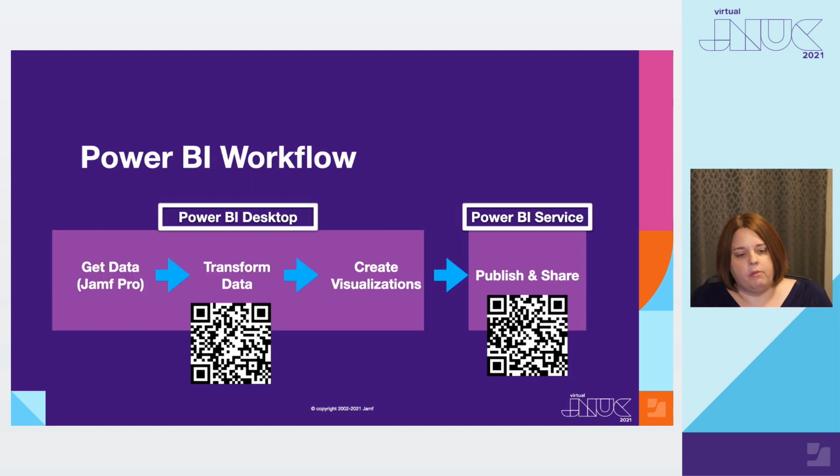So again, here's our little workflow about how this works. There's a Power BI desktop app, which is a Windows-only app, unfortunately. And this is where you're going to be doing most of your work. This is where you're going to be getting your data from Jamf. You're going to then transform that data into something useful, create some visualizations that are relevant to your environment. And then this is where you'll publish it and share it on the Power BI service to those that you want to have see these dashboards or apps or reports. They're used interchangeably in the Power BI universe. So you might hear me call them apps or reports or dashboards. I'm essentially talking about the same thing.